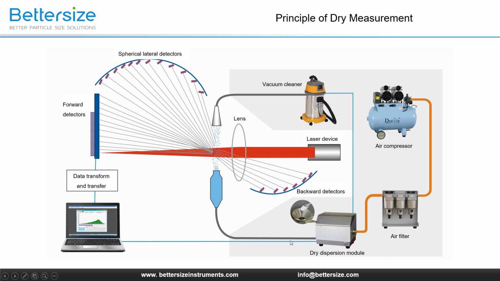The sample is then delivered by the air and irradiated by the laser to provide specific optical signals, which are received by detectors and converted into electrical signals. Applying Mie theory to the signals, the specialized software calculates and provides the particle size distribution of the sample. Finally, the measured samples are collected into a vacuum cleaner for disposal, and the test is completed. This is the principle of dry measurement.